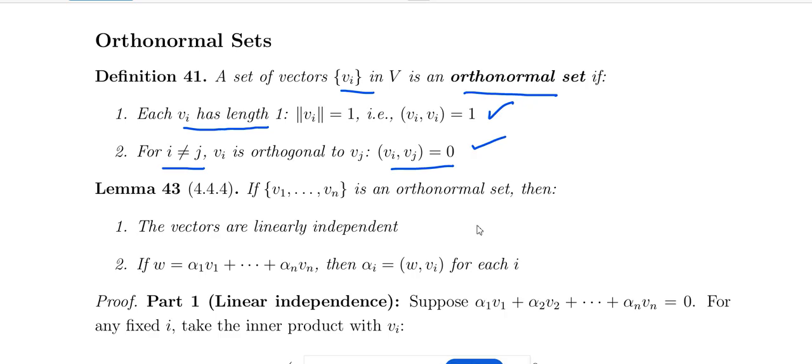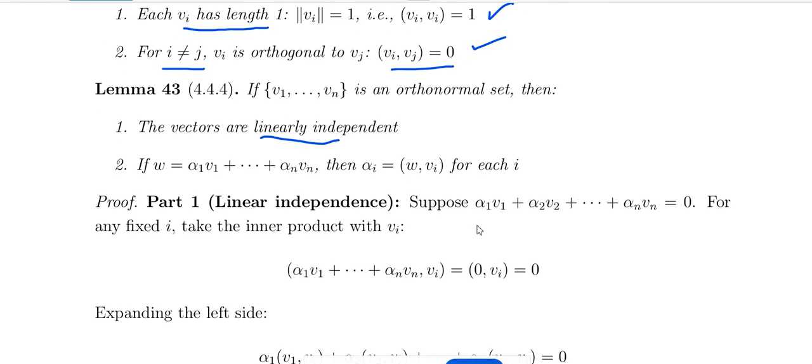If V1, V2, up to Vn is an orthonormal set, then the vectors are linearly independent. And if W equals a linear combination of the vectors with scalars alpha 1, alpha 2, up to alpha n, then each alpha i is the inner product of W comma Vi, for each i. This is also very important.